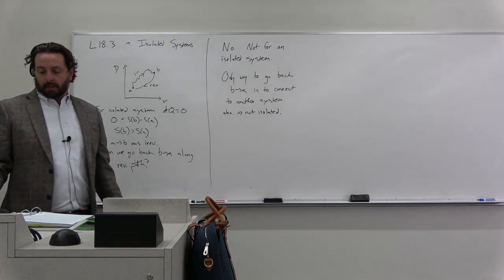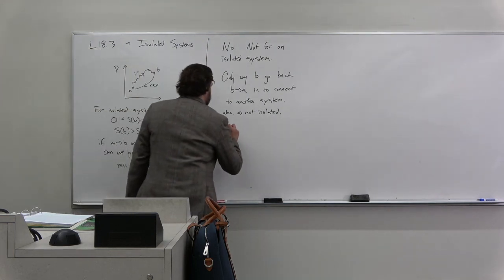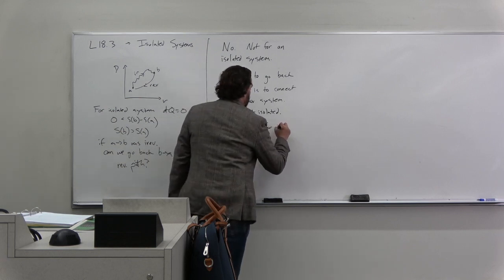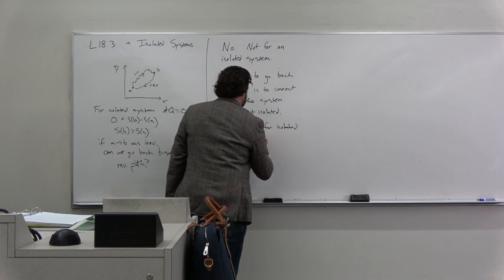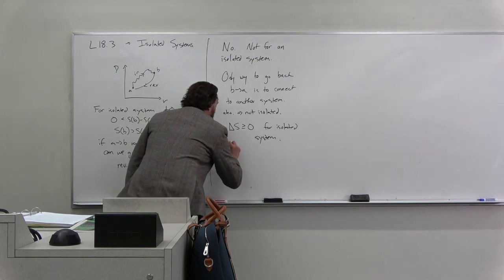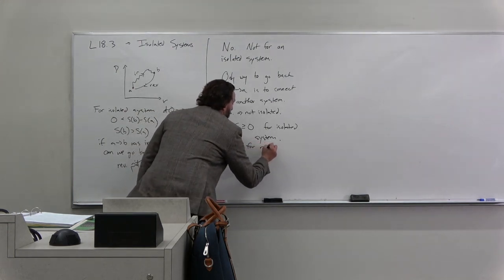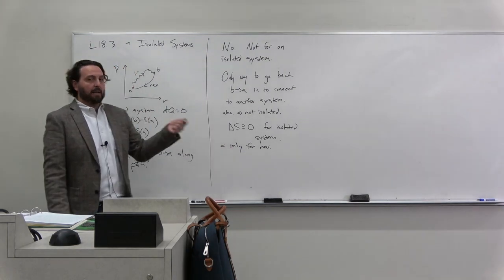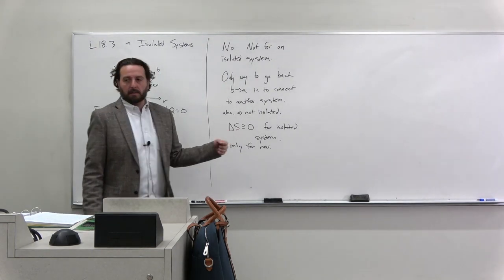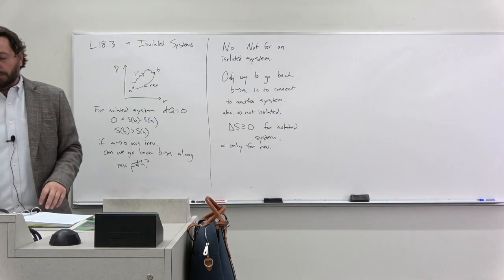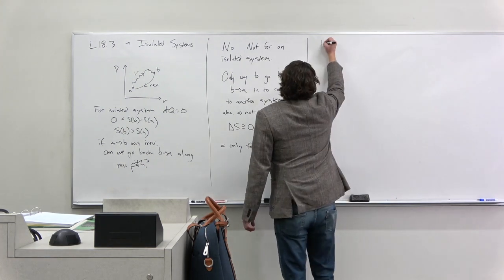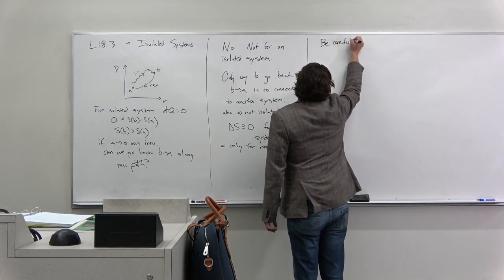Okay, so another way we can say this is that delta S is always greater than or equal to 0 for an isolated system. And again, the equal only for reversible processes. If it's reversible, I can go back and forth, and if it's irreversible, I can't, because the entropy increased. And the entropy always has to increase in any process. Okay, now, we have to be careful when we think about this.